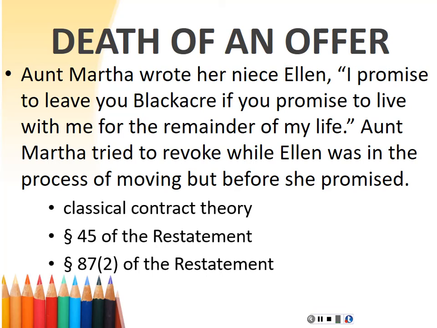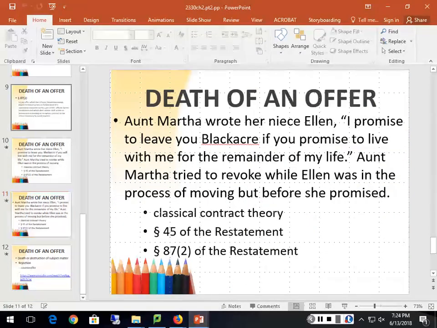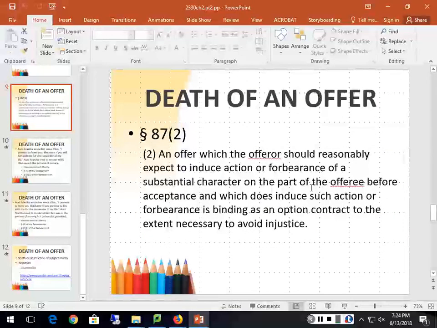What about under Section 87.2? Can Martha revoke? Well, we don't have acceptance because we don't have the promise. She's preparing to perform. Let me back out here just a moment and come back to 87.2. Such action has been induced, and the offeror should reasonably expect to induce action or forbearance of a substantial character on the part of the offeree.